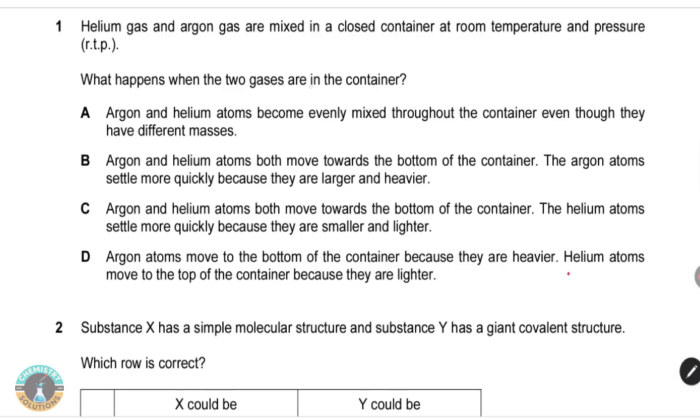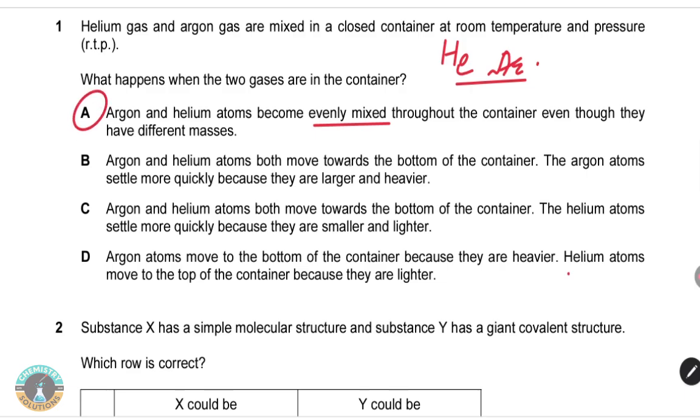So what happens when the two gases are in the container? We are talking about helium and argon, both are noble gases. Argon and helium atoms become evenly mixed throughout the container even though they have different masses. Yes, because gases are going to occupy the spaces in an available container. So argon and helium atoms become evenly mixed. Yes, definitely they will be evenly mixed throughout the container. So this option seems correct.